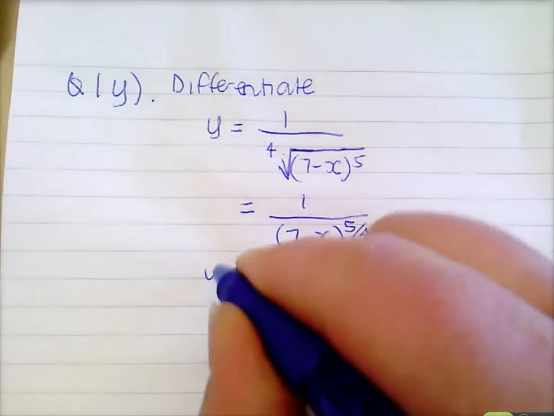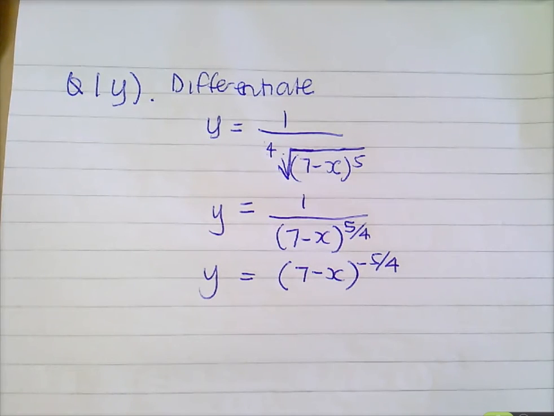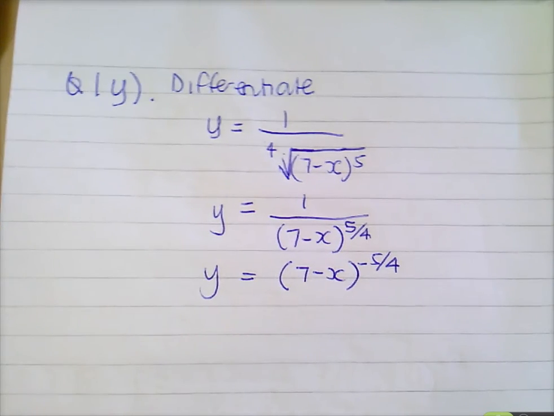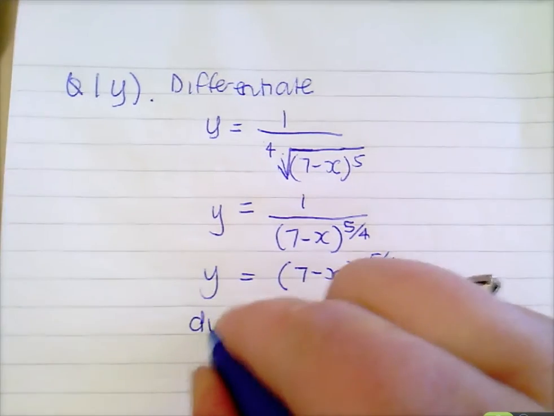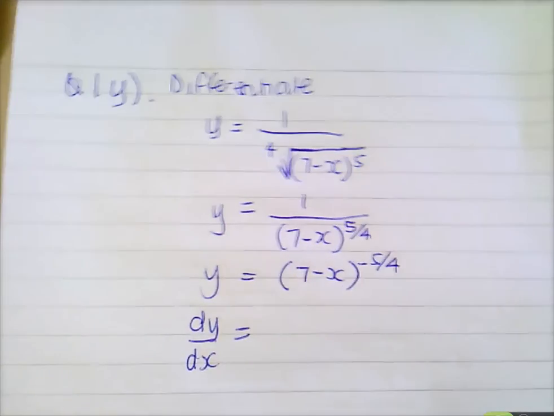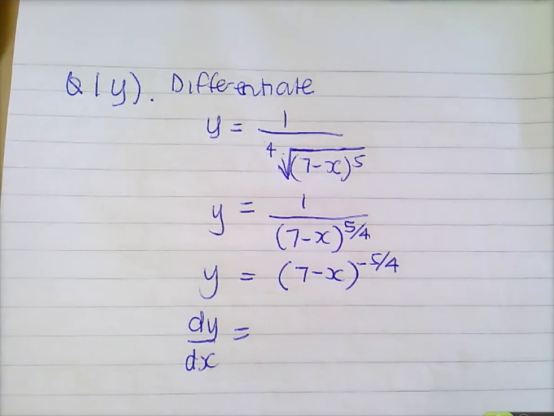That's what y is. Do not write dy dx yet. You haven't done it yet. You've just changed the way that y looks into a format that can be differentiated. So now what do we do? dy dx is... now we do our normal thing. Bring the power to the front, write it out, drop it by 1. If there's something that can be differentiated inside, you differentiate it.